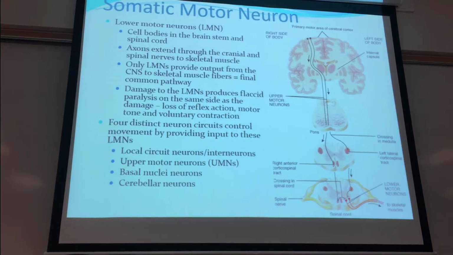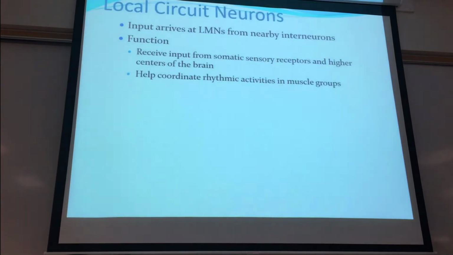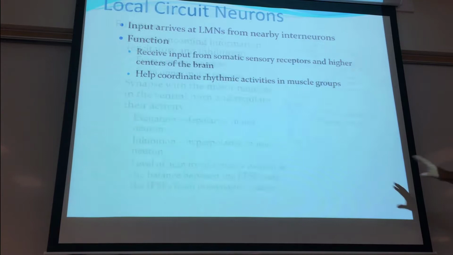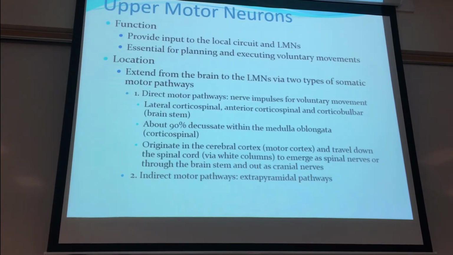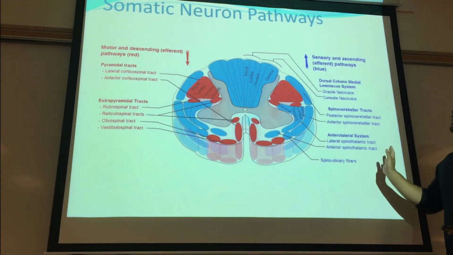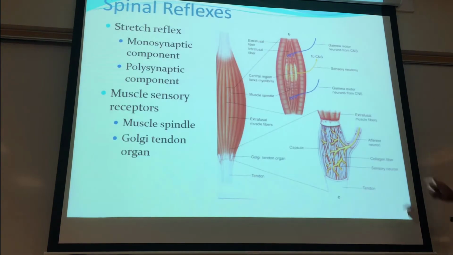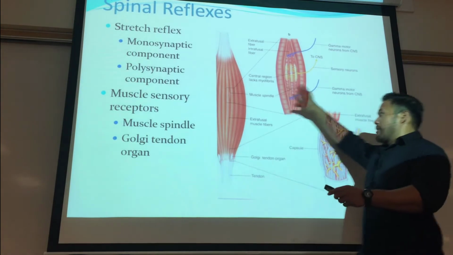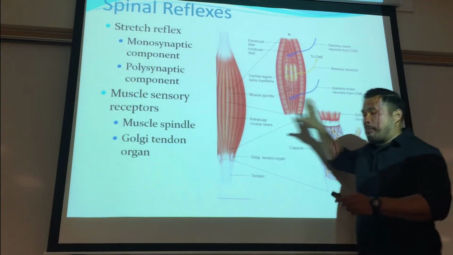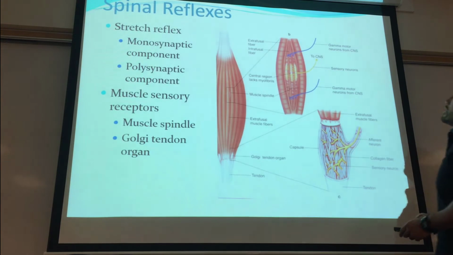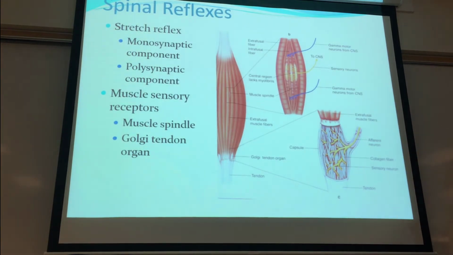Okay. So with that, we'll take a look at our pathways. We talked about the local circuit neurons. Local circuit neurons are the ones that recruit other motor neurons to perform an even bigger action, and I'll talk about that in our reflexes. Upper motor neurons are from the motor cortex down to the lower motor neurons, and then you'll see the pathways that travel back and forth. The spinal reflexes are reflexes that take place from the muscle itself and back into the central nervous system and back to the muscle. So this is going to complete the loop for us when we look at the entire pathway.